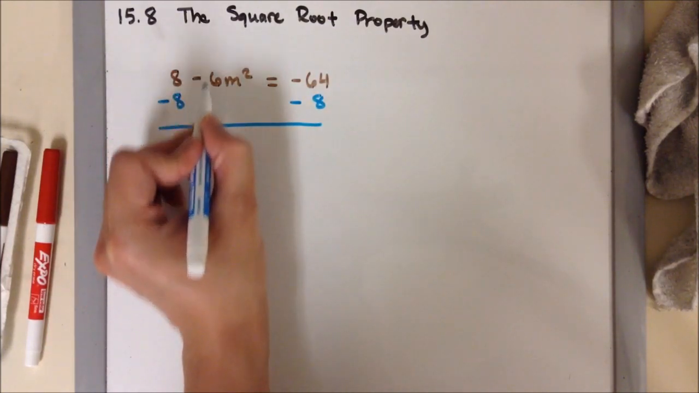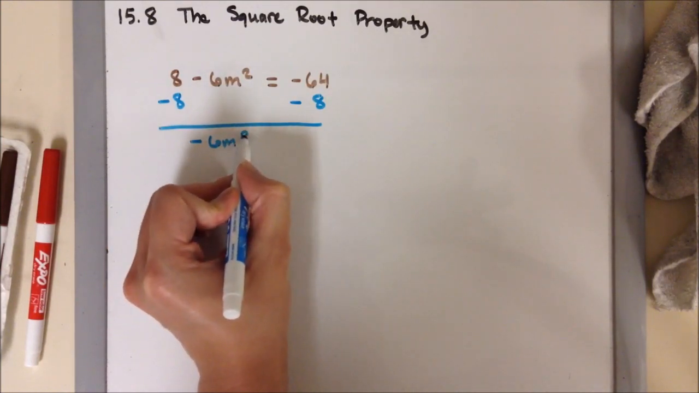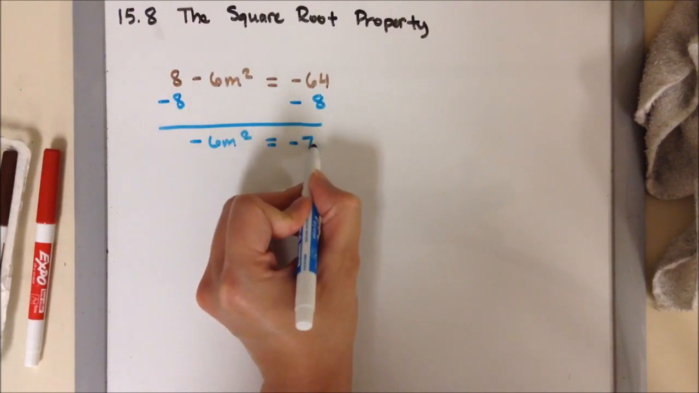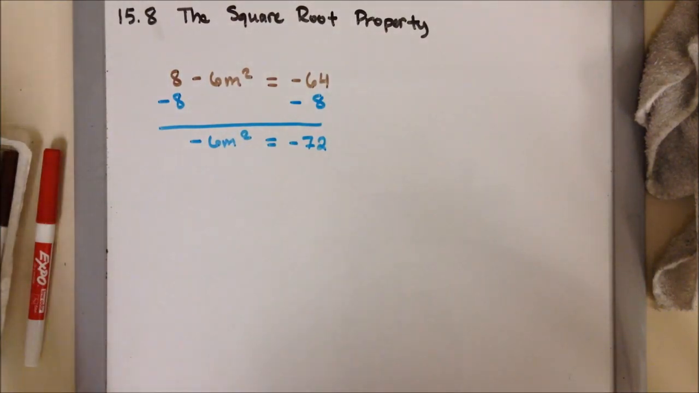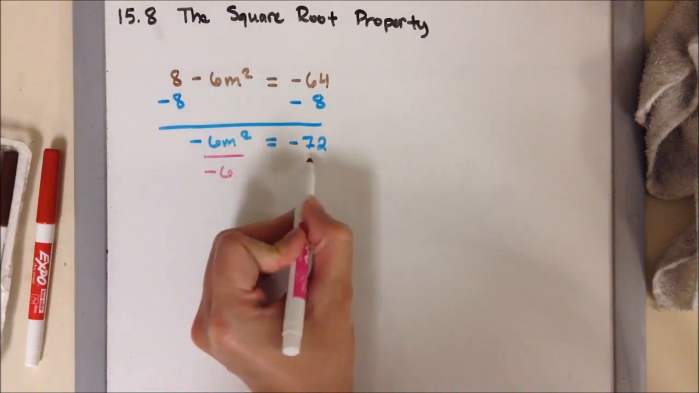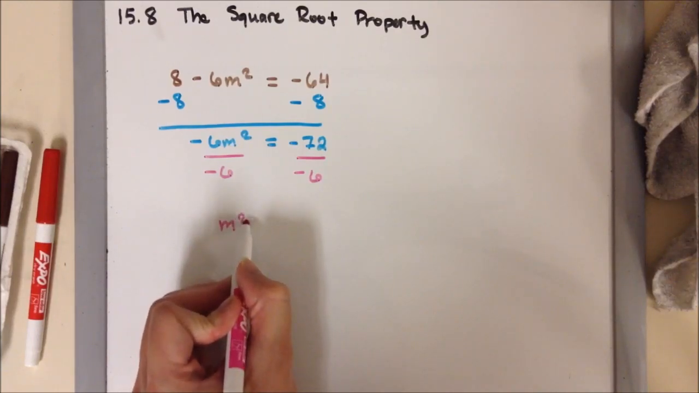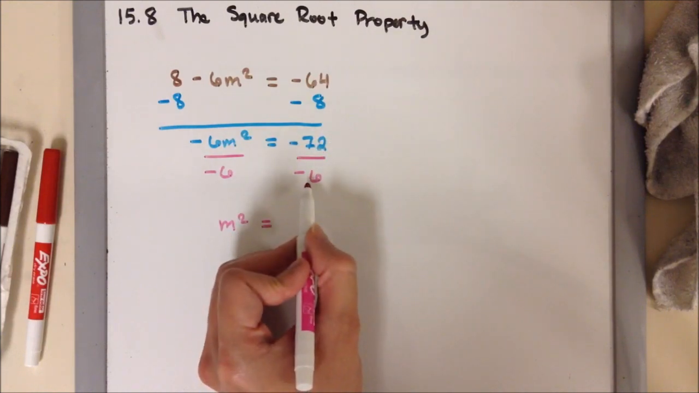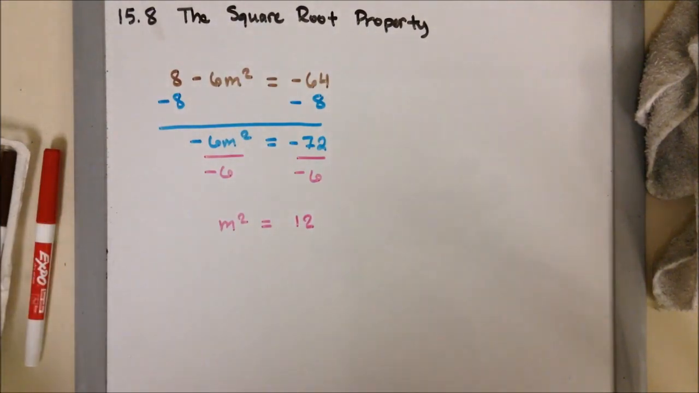Here, when the 8 cancels out, I'm going to be left with negative 6m squared on the left side equal to negative 64 minus 8, which is negative 72. Then to get the variable by itself, I'm going to divide both sides by negative 6, the number in front of m squared. So we're going to have m squared equal negative 72 divided by negative 6, which is positive 12.